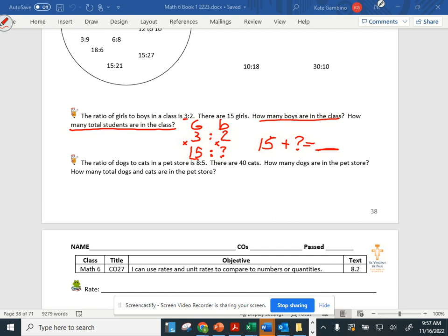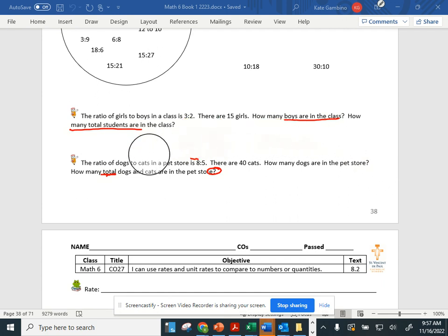All right, so our last word problem is the ratio of dogs to cats in a pet store is 8 to 5. There are 40 cats. How many dogs are in the pet store and how many total? You're going to set it up the same way as our first word problem. Find the missing number like we did yesterday, and then you need the total. So remember, whenever we see the words how many total, it means that we are adding. So make sure you answer both questions.